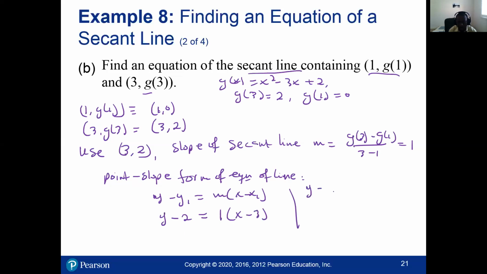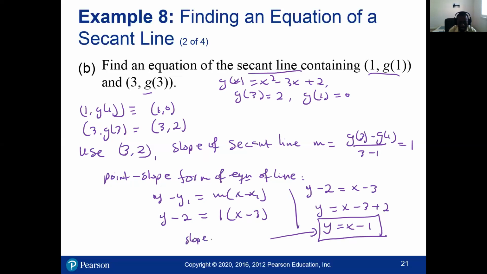Okay, so when we simplify this, we have y minus 2 equal to x minus 3. And then you have y is equal to x minus 3 plus 2, when you add 2 to both sides, so you have y equals x minus 1. This will be the equation of the line in what form? This is the slope intercept form.